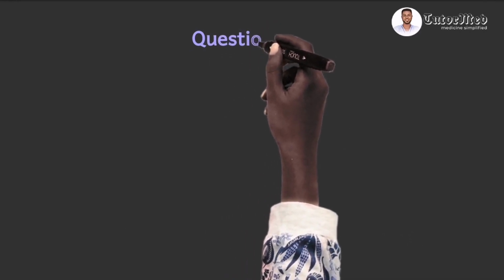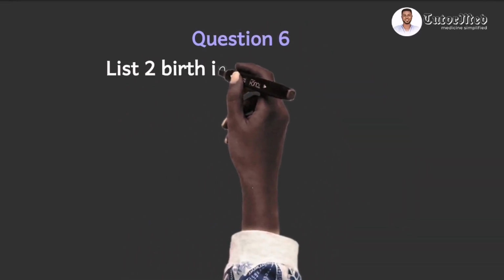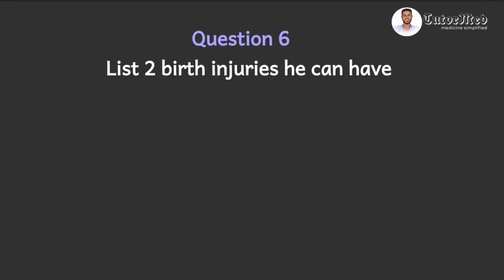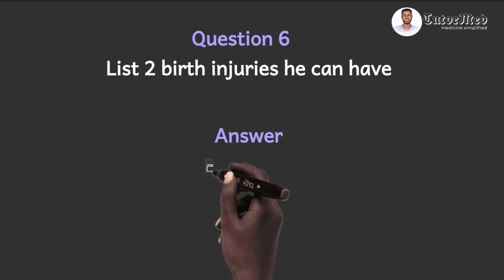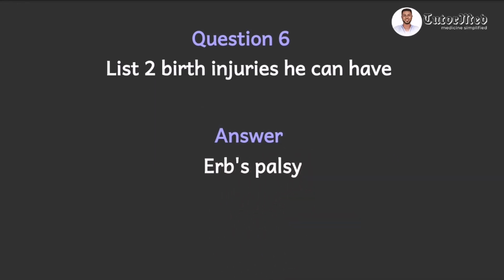And so question 6, the last, says, list 2 birth injuries the baby can have. And the answers: we have brachial plexus injury. The most common of them is Erb's palsy. We will show a picture of how a patient with Erb's palsy would present in the next slide. And then sometimes you can have fractures, like the clavicular fracture or fracture of the humerus, because the baby is too big, and this usually occurs during vaginal delivery when the delivery is very difficult.